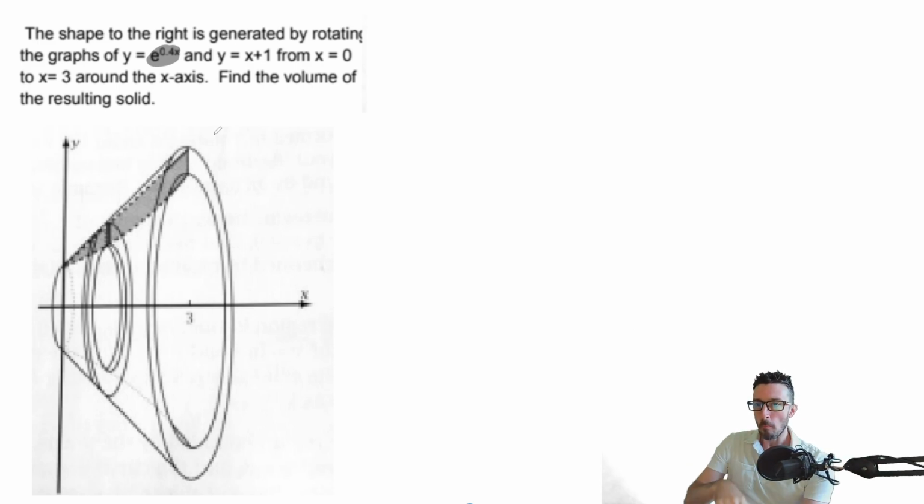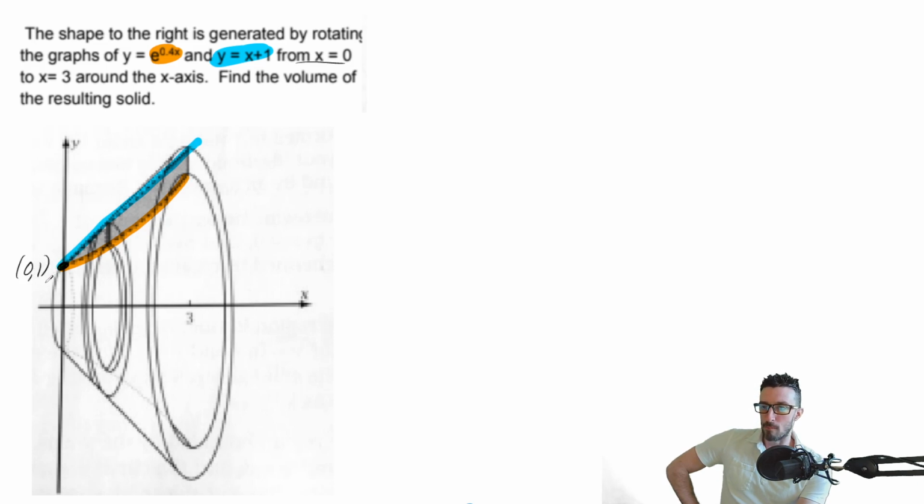Our solid to the right is generated by rotating the graph of e to the 0.4x and y equals x plus 1, from x equals 0 to x equals 3, around the x-axis. Now y equals x plus 1, that's the easier one to understand. It's right here. And the e to the 0.4x, well, that's not going to be a straight line. It's going to be this one. Anyway, at x equals 0, they're both going to be 1.